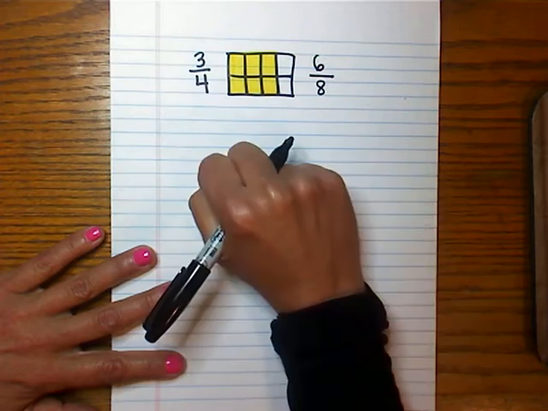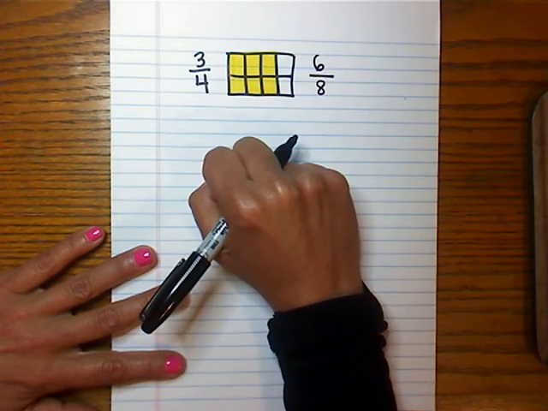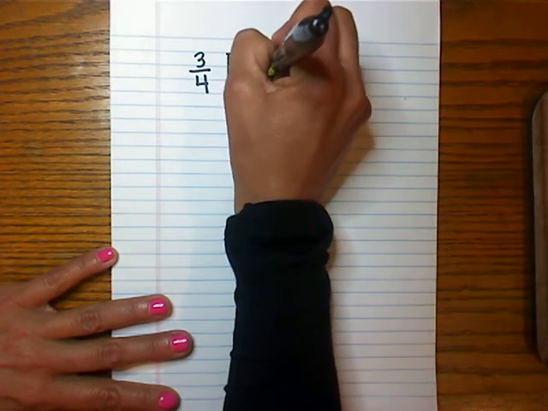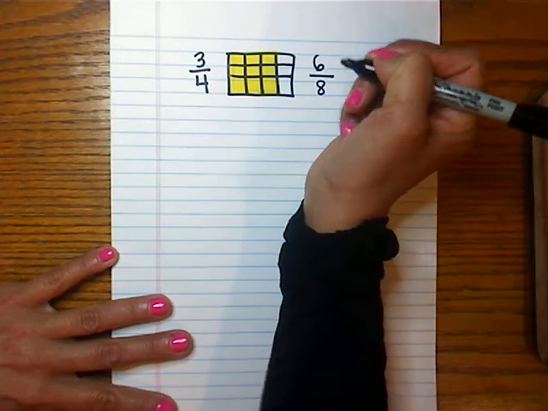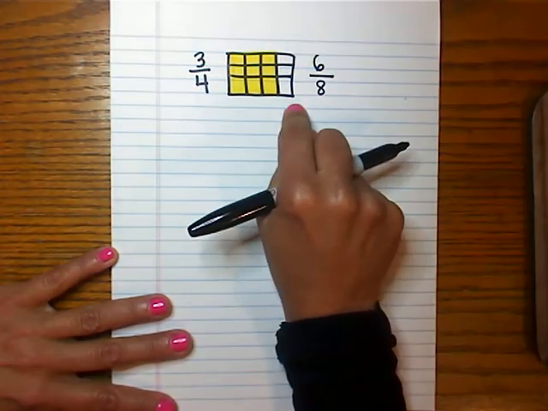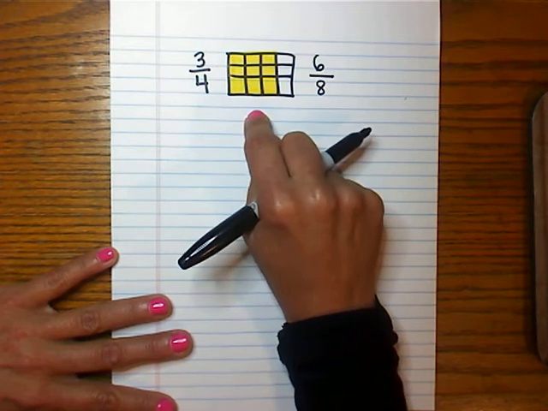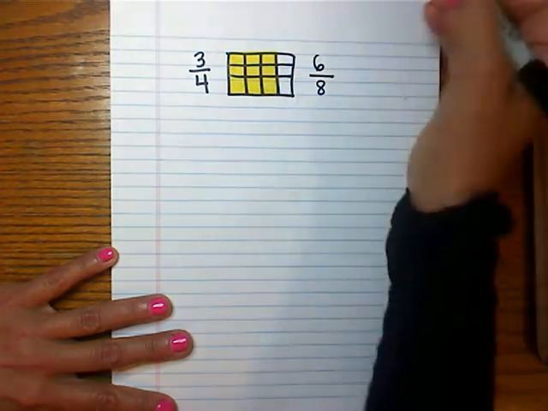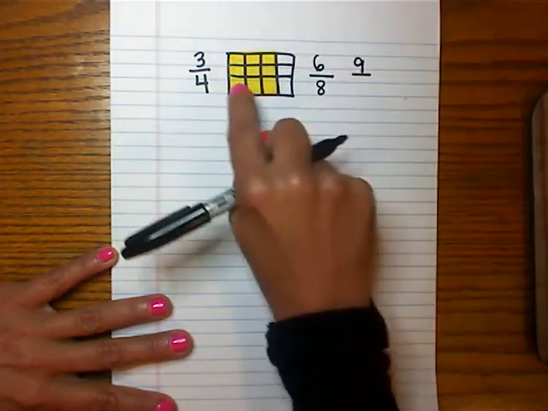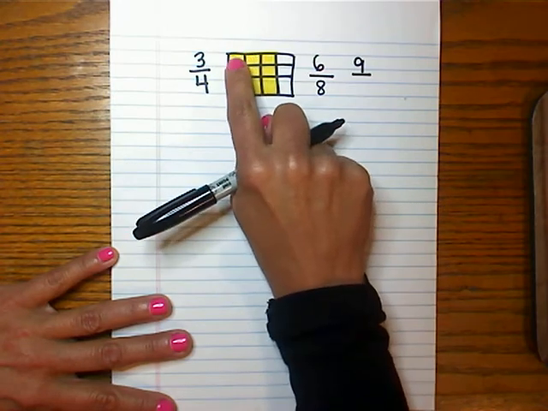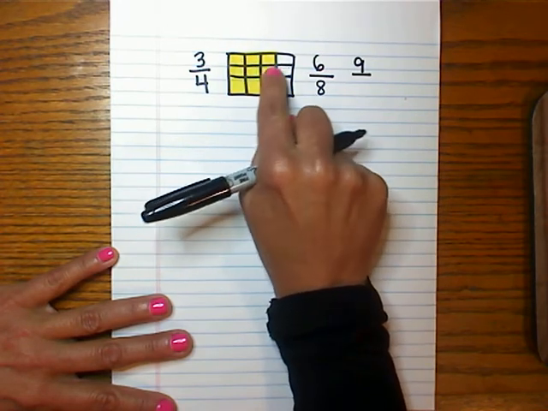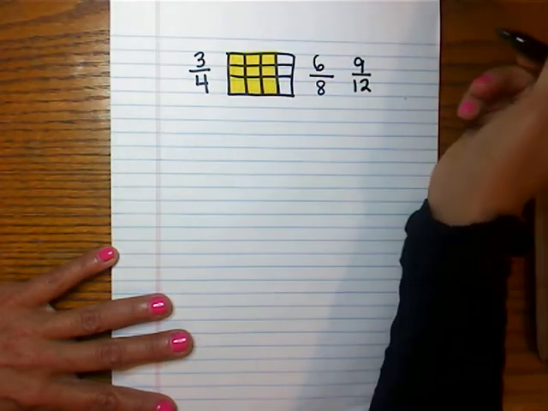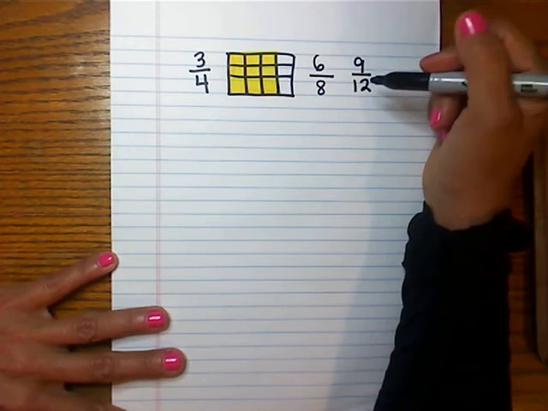And 6 out of 8 is equivalent to 3/4. Well, what if I needed to share my chocolate bar even more? And so now I'm going to do another cut on it, okay? And now look, I can still see that I have 3/4 right here. But now I'm going to count my yellow pieces. 1, 2, 3, 4, 5, 6, 7, 8, 9. Well, now I have 9 yellow pieces, and now I need to count all the pieces right here. And it's 1, 2, 3, 4, 5, 6, 7, 8, 9, 10, 11, 12. And 9 out of 12, or 9/12, is still equivalent to 3/4.